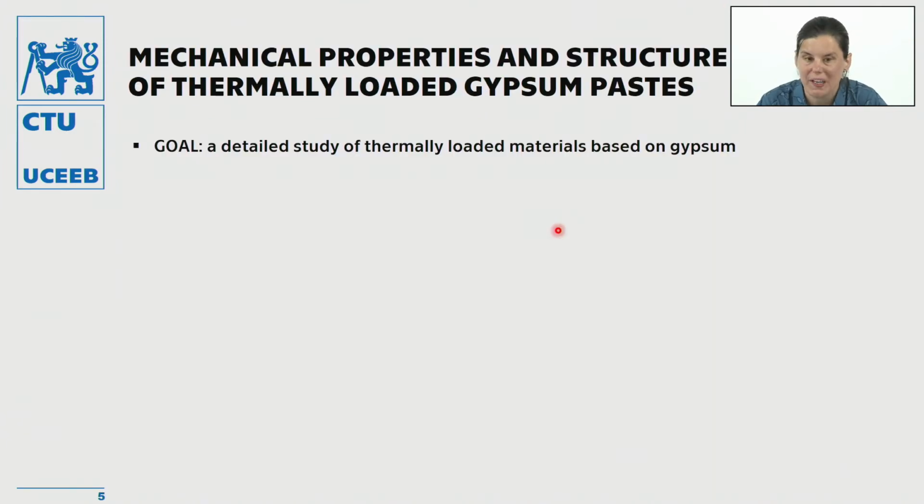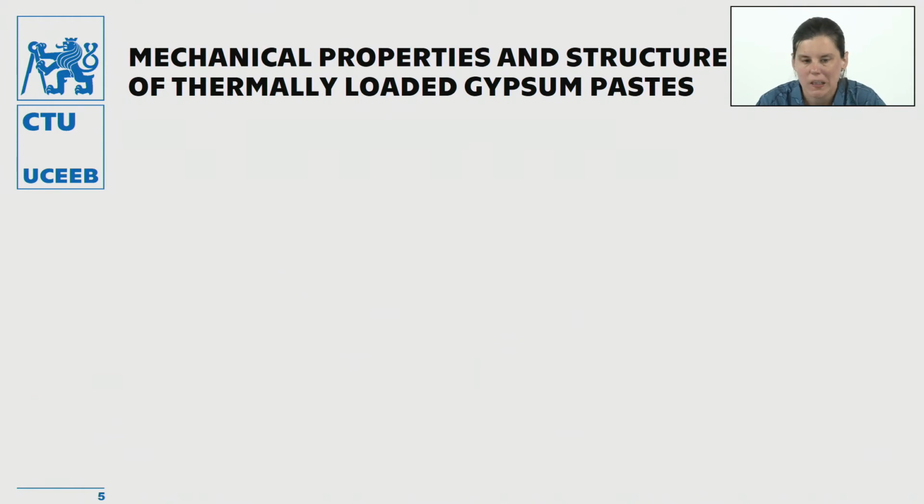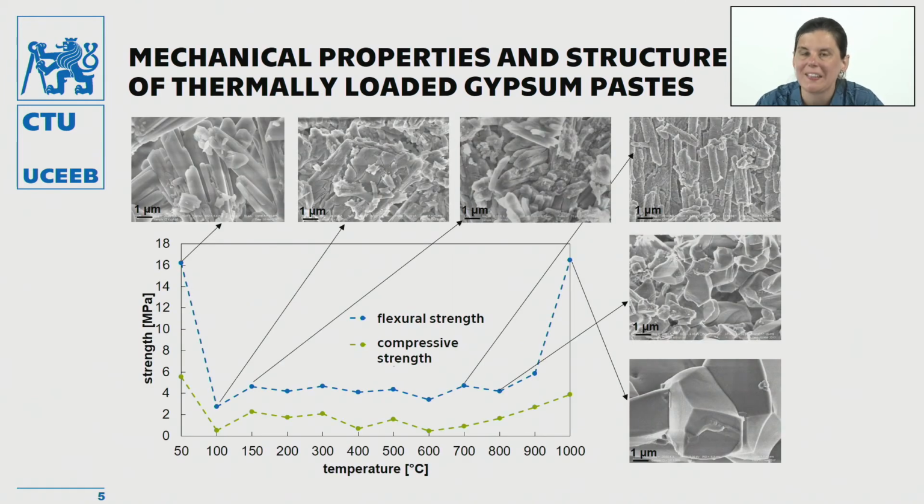Now to the projects that I would like to introduce. The first one is the study of the properties of thermally loaded gypsum. Gypsum is a very common building material used for mortars. Unfortunately, its disadvantage is that its mechanical properties are changed when the material is exposed to temperature. And scanning electron microscopy can provide information why it happens.